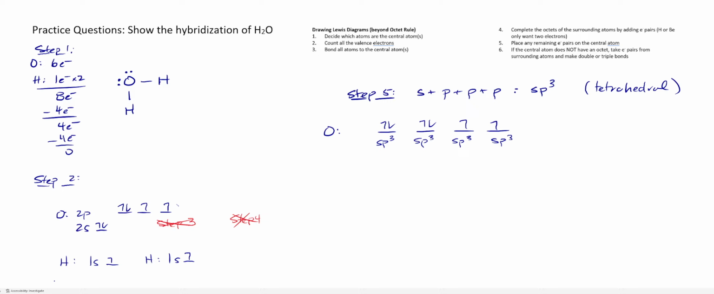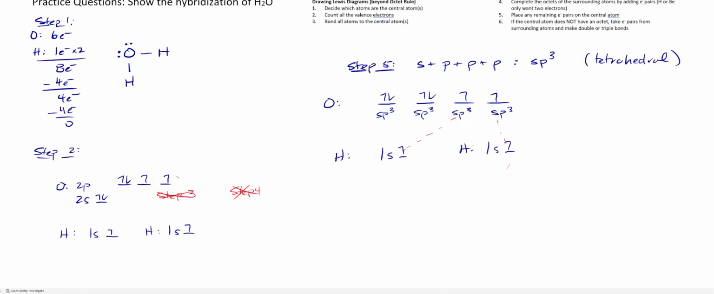Right there. Okay, then my hydrogen is going to be here with a 1s and another hydrogen with a 1s. And we can clearly see where the overlap is going to happen here and here. So the 1s is going to overlap with an sp3 and a 1s is going to overlap with an sp3 as well. Okay.